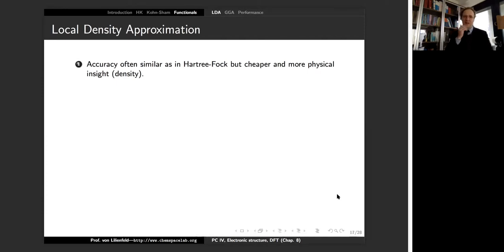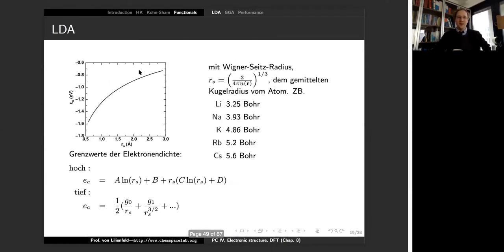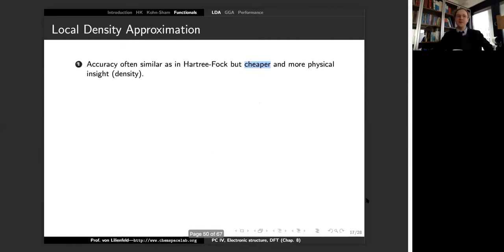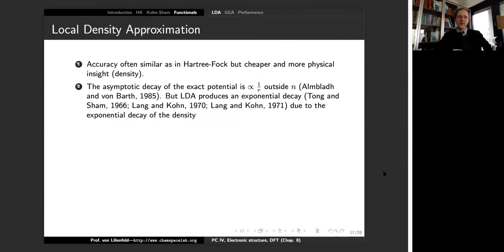So what about the predictive power now? If you use this parameterization and you make some predictions, often you are as good as Hartree-Fock, right? But it's also cheaper than Hartree-Fock because you don't have to evaluate all these exchange terms. So this is an advantage. And then it's also easier to interpret in terms of your electron density, just like we discussed here, right? So this is very appealing.